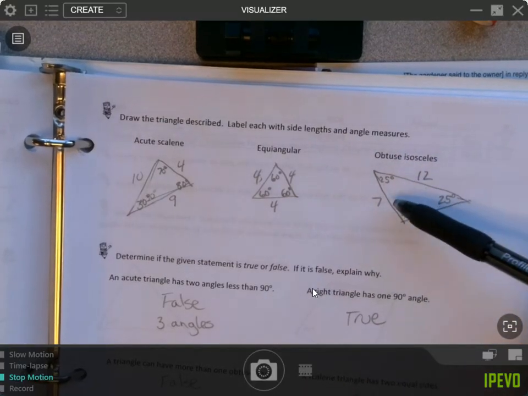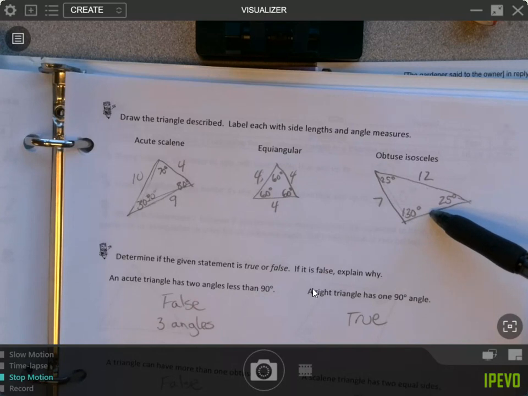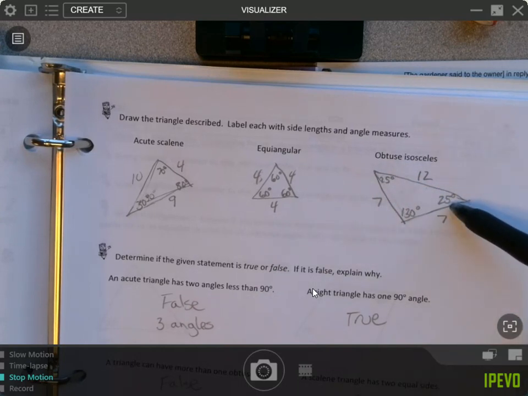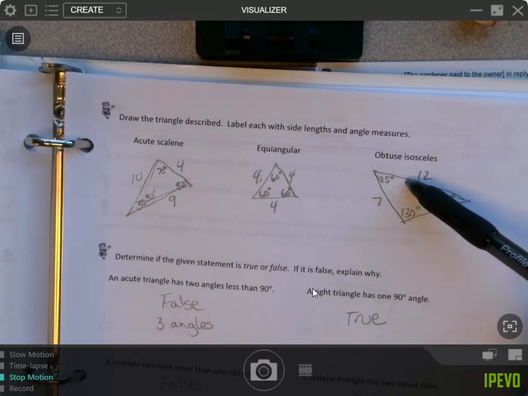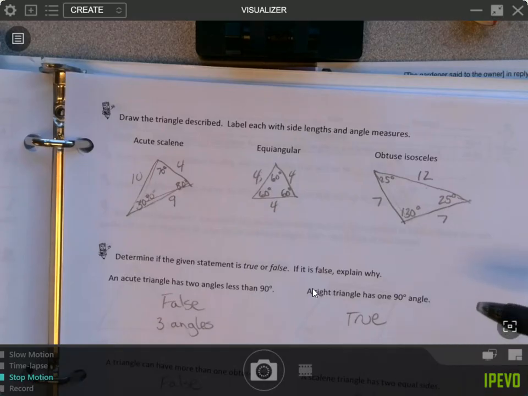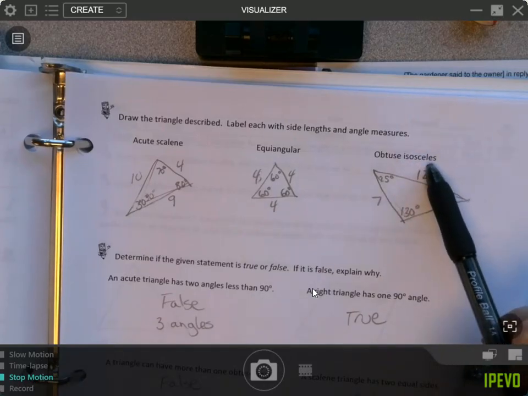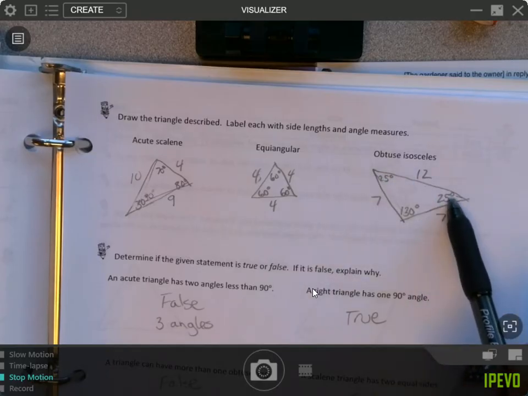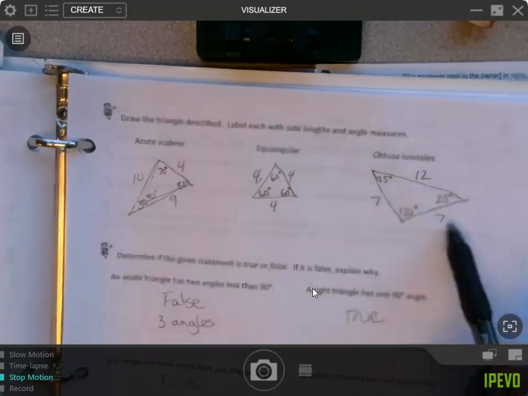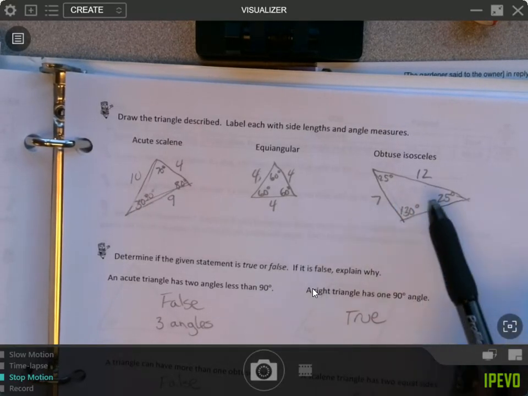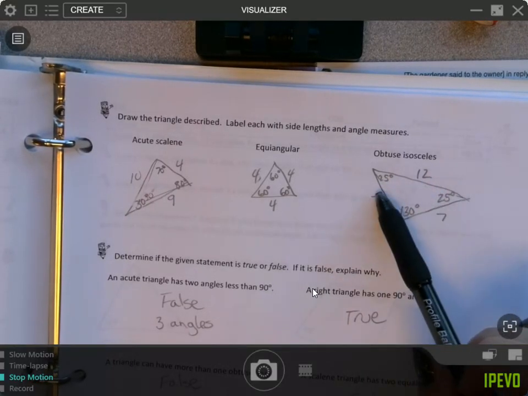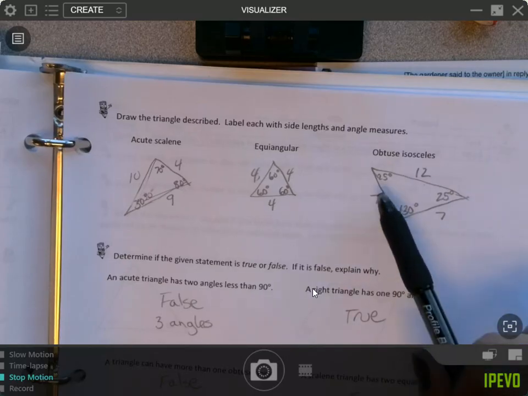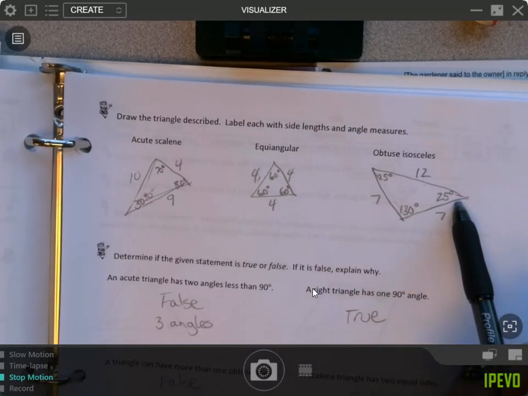Obtuse isosceles. So we have an obtuse angle. I put 130. Your other two angles need to be less than 90 degrees, and adding all three up makes it 180 degrees. Because it's isosceles, these two angles need to be the same measurement, because when we have two sides that are the same for isosceles, we have two angles that are the same. So I had 130 degrees and then 25 and 25 degrees.